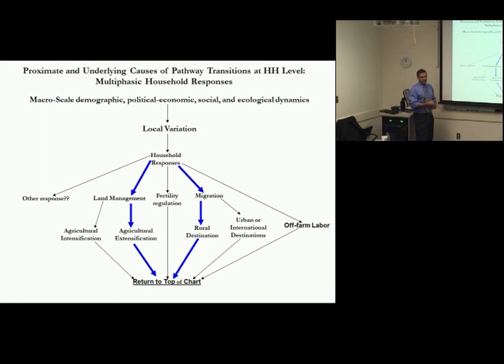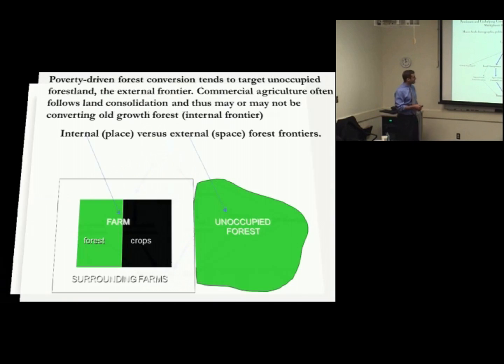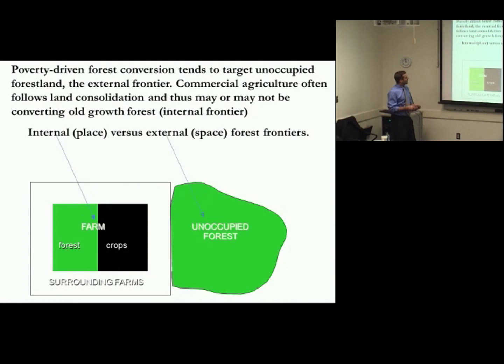When they go to another rural destination, the land management strategy is going to be much more likely to be extensive rather than intensive, because people are basically investing what they have, which is land and labor, as opposed to what they don't have, capital and technological investments. So this has implications for patterns on the land.